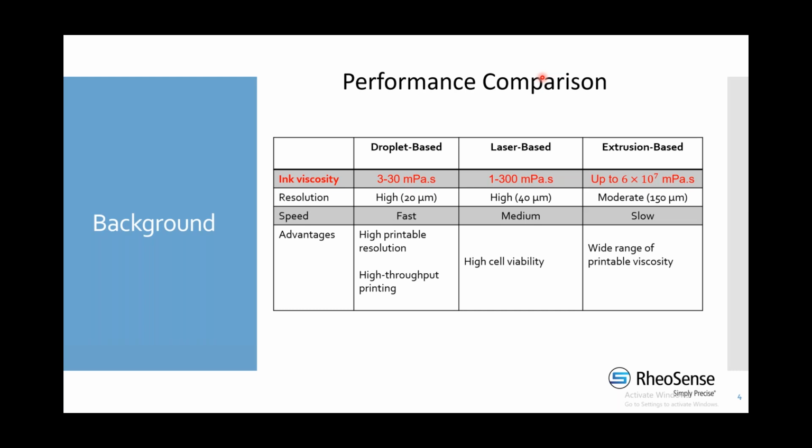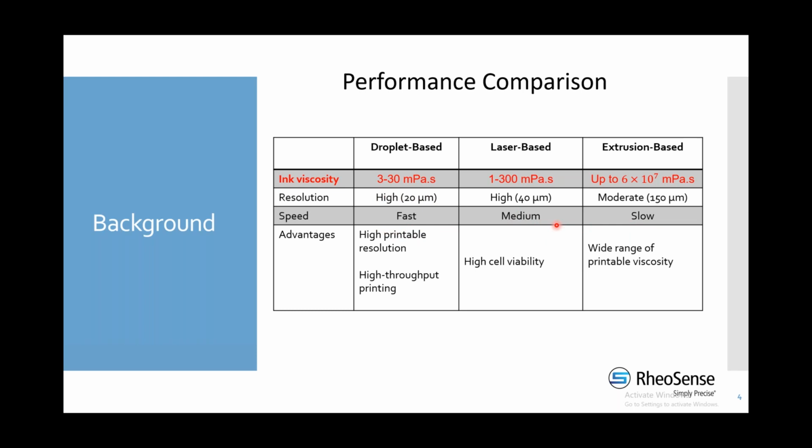Regarding the resolution of each technique, in extrusion-based and inkjet-based bioprinting, the resolution depends on the nozzle size that can be in the range of 20 micrometer to 200 micrometer, whereas the laser-based bioprinting is a nozzle-free system. Overall, the inkjet-based bioprinting has the highest printing resolution. Also, inkjet bioprinting, that is in the category of droplet-based bioprinting, has the highest printing speed, followed by the laser-based and lastly the extrusion-based printing.